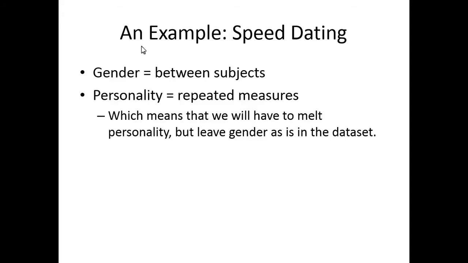That means, just technicality-wise, you have to melt personality but leave gender alone. What we've been doing is melting everything and then dealing with the columns being multiple variables at once. But now we just have to melt personality. So these are actually going to be a little bit easier than double repeated measures, until we get to simple effects. And they're not hard, you just have to figure out which way you want to analyze.